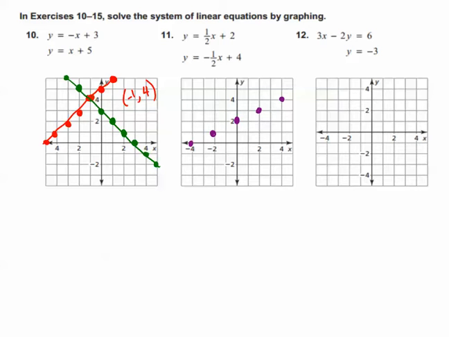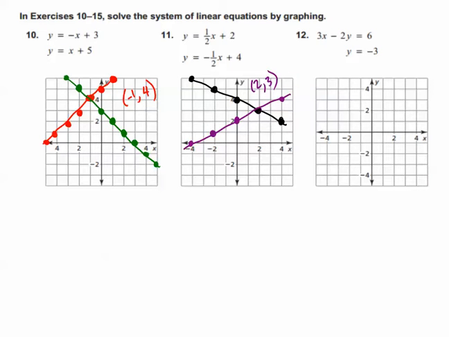In the second equation, we have a y-intercept of 4 and a slope of -1/2, and so we go down 1 right 2, down 1 right 2, or up 1 left 2, and so we can see our second line, and we can see that the point of intersection is at x is 2 and y is 3.